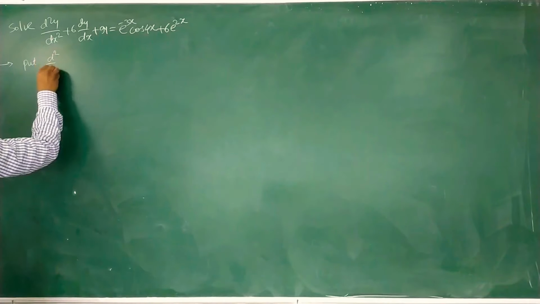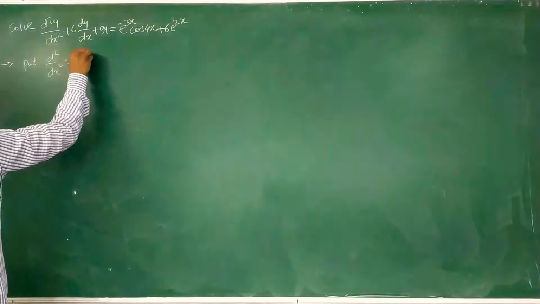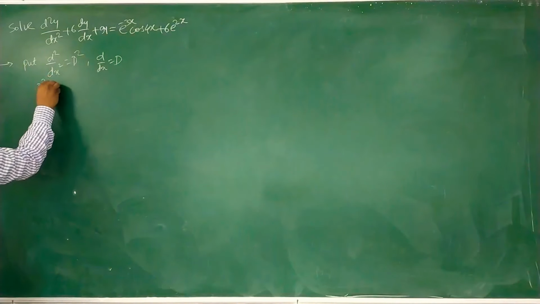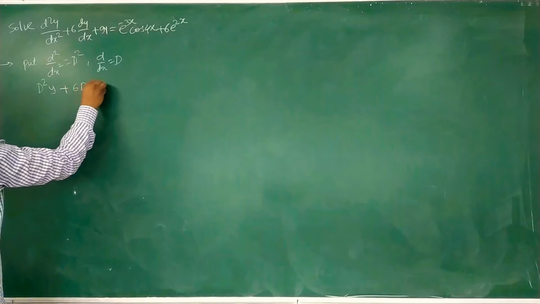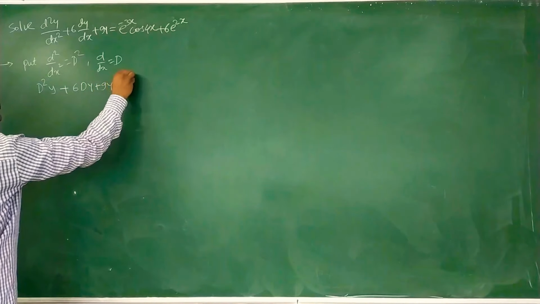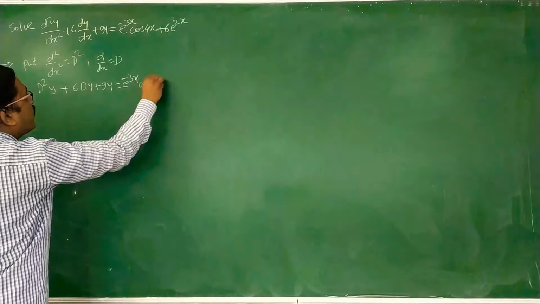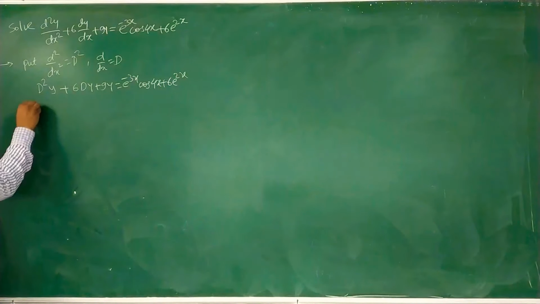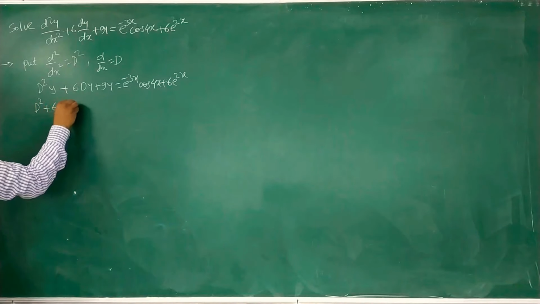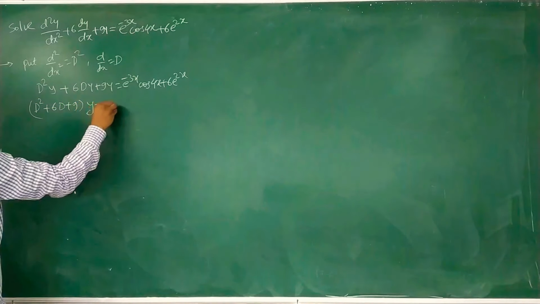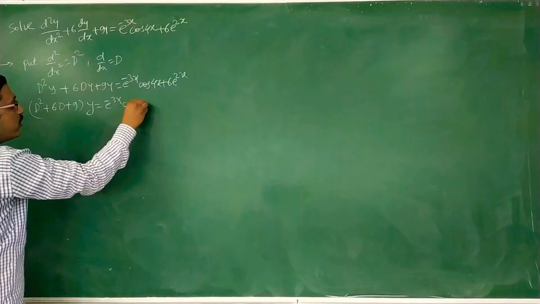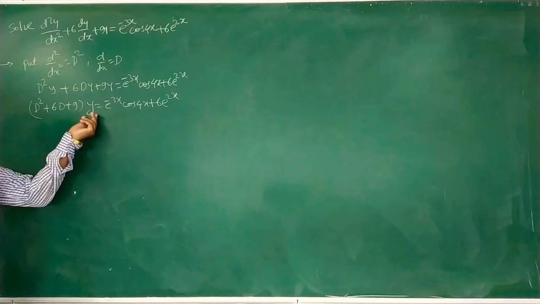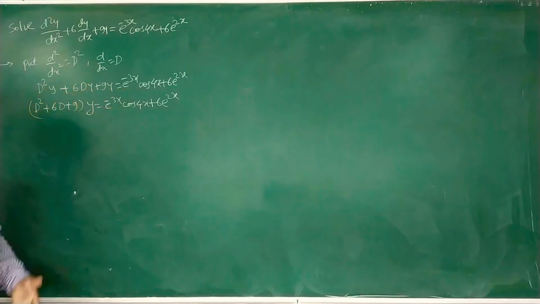Put d²/dx² as capital D² and d/dx as capital D. So this becomes D²y + 6Dy + 9y = e^(-3x) cos 4x + 6e^(2x). Now this is (D² + 6D + 9) y = e^(-3x) cos 4x + 6e^(2x), that is in the form phi of D into y equals f of x.